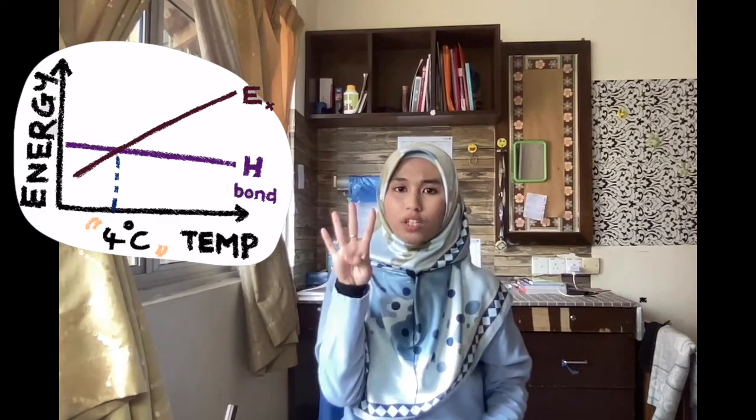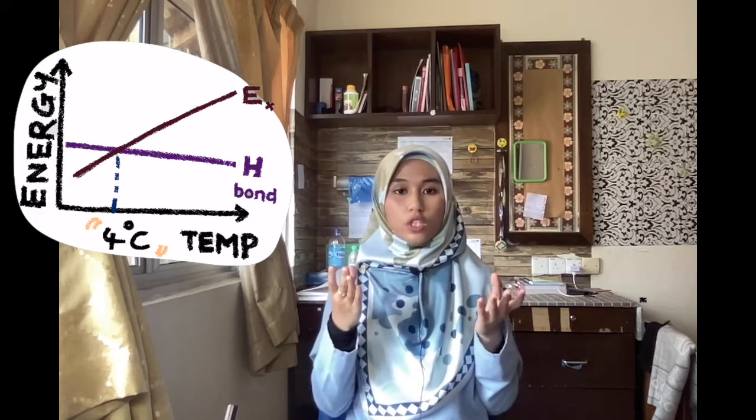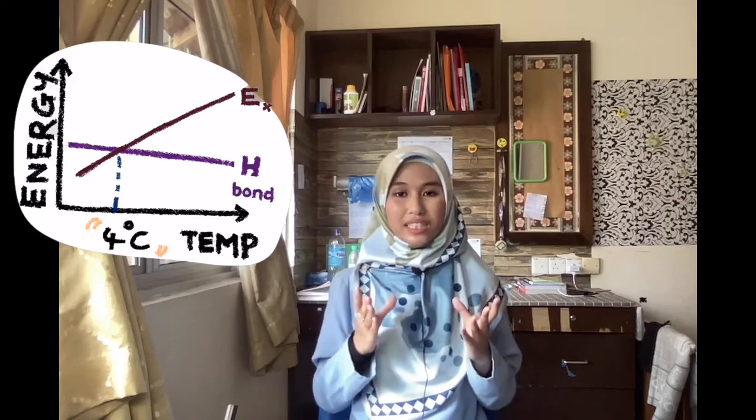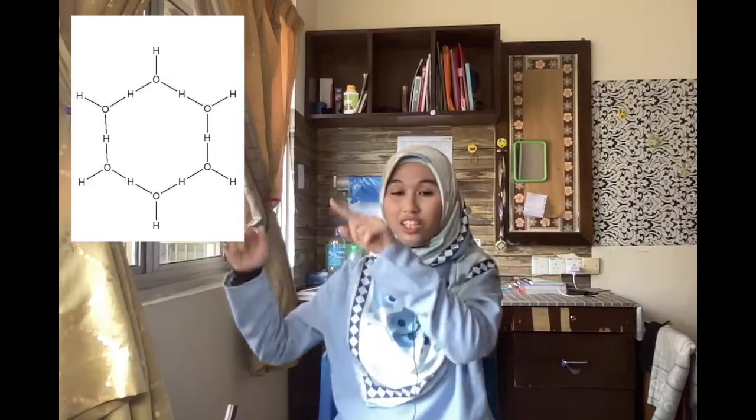Interestingly, below 4 degrees Celsius, the kinetic energy of water molecules falls below the energy of the hydrogen bond. This causes the hydrogen bonds to form more frequently than they break. A beautiful crystal lattice structure in a hexagonal shape starts to form.